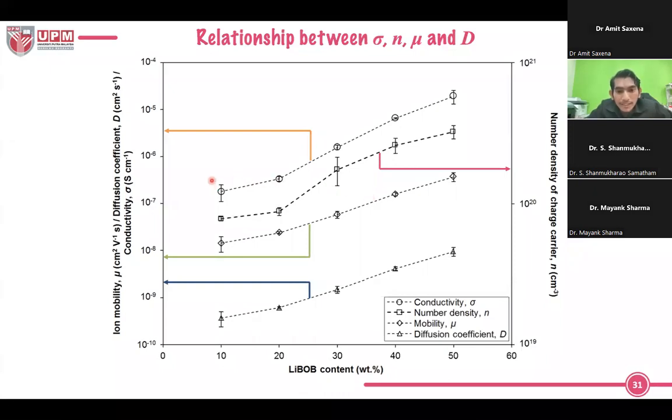We can see that the conductivity, on the top, increases when we add more LiBOP salt. The increase of salt from 10 to 50 gradually increases the conductivity, and we can see that the number density of charge carriers also increases, and the mobility of charge carriers also increases. So in this electrolyte system, which is a PN LiBOP electrolyte system, the increase in conductivity was governed by both, meaning that the number density of charge carriers and mobility both play an important role in increasing the conductivity of the electrolyte.